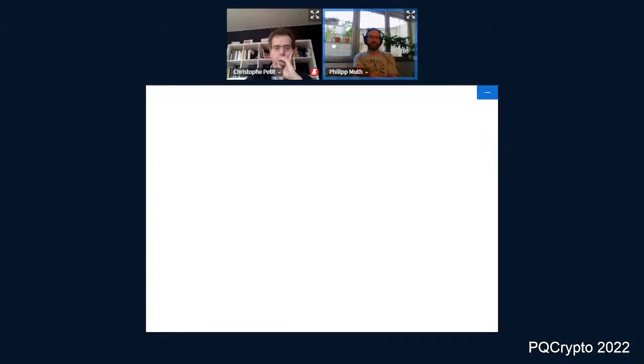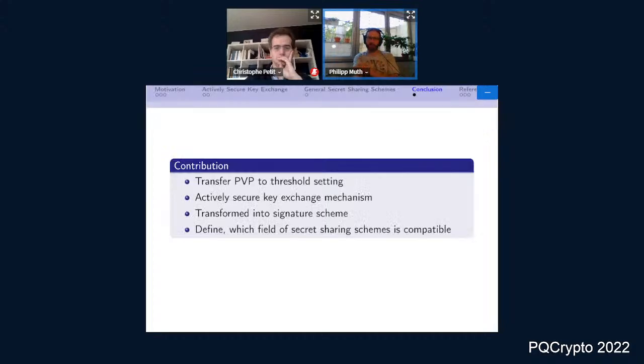Now, in conclusion, we propose an actively secure key exchange mechanism in which the secret key is shared among the set of shareholders and enables decapsulation without reconstructing the secret key. We prove the Encapsulation Protocol simulatable and actively secure. That is, an adversary cannot learn any information from an execution and cannot interfere by providing false input without detection.